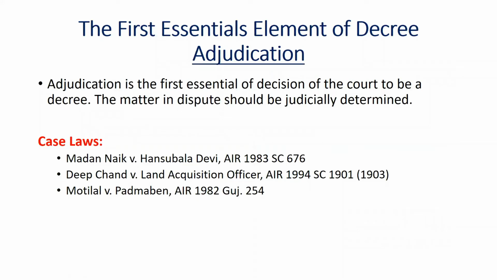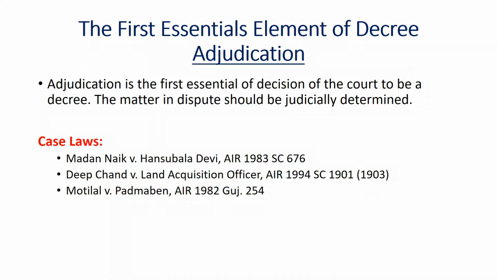First essential element of the decree is adjudication. There should be adjudication. Adjudication is the first essential for a decision of the court to be a decree. The matter in dispute should be judicially determined. ये word आपको ध्यान रखना, judicially determined. This particular order should be given by a judge. In Madan Naik versus Hansubala Devi, AIR 1983 SC 676, the court held that if the matter is not judicially determined, then it is not a decree.